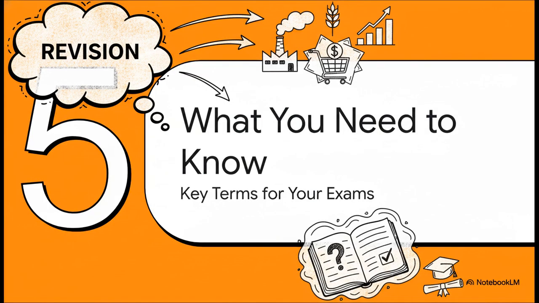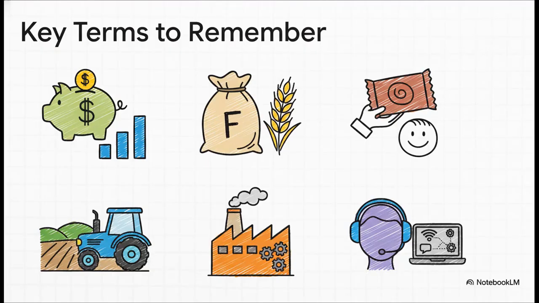Okay, everyone, we've covered a lot today, so let's quickly revise the most important terms. These are the definitions you absolutely must know for your exams. Let's go through them one by one. First, GDP, the value of all final goods and services produced in a country in a year. Second, final goods, the goods sold to the final consumer, like our biscuits. Third, intermediate goods, goods used to produce final goods, like the wheat and flour. Then the 3 sectors: primary sector, agriculture and related activities; secondary sector, manufacturing and industry; and tertiary sector, the service sector.